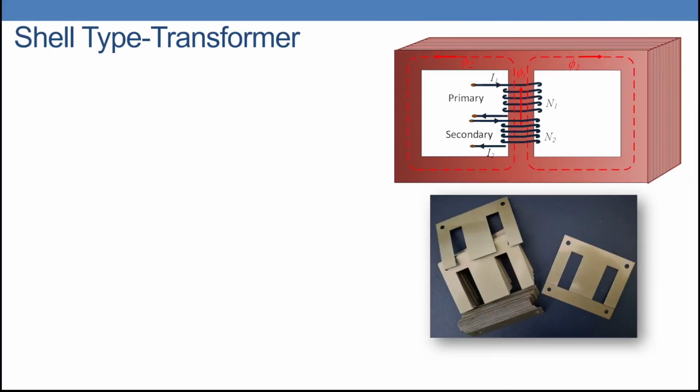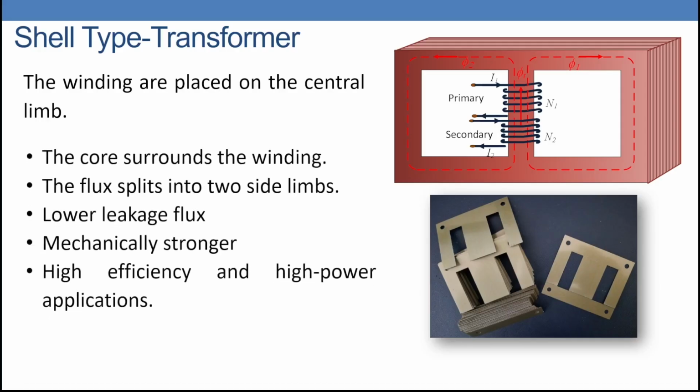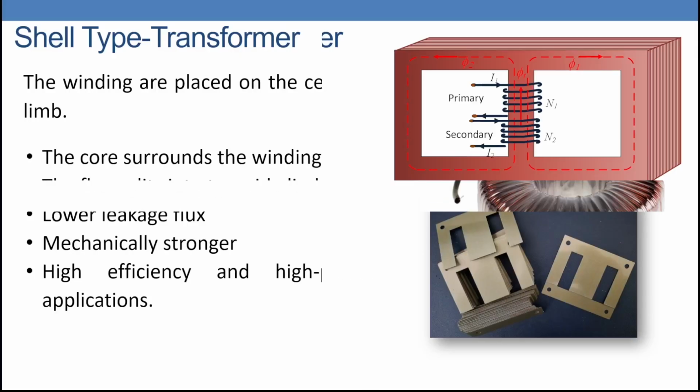Now let us look at the second type, which is the shell type transformer. In this type, both primary and secondary windings are wound on the central limb. Unlike the core type, the core surrounds the winding and the flux splits into two side limbs. That provides better magnetic coupling and lower leakage flux, making energy transfer more efficient. They are also mechanically stronger and more rigid in construction. They are commonly used in high power applications.